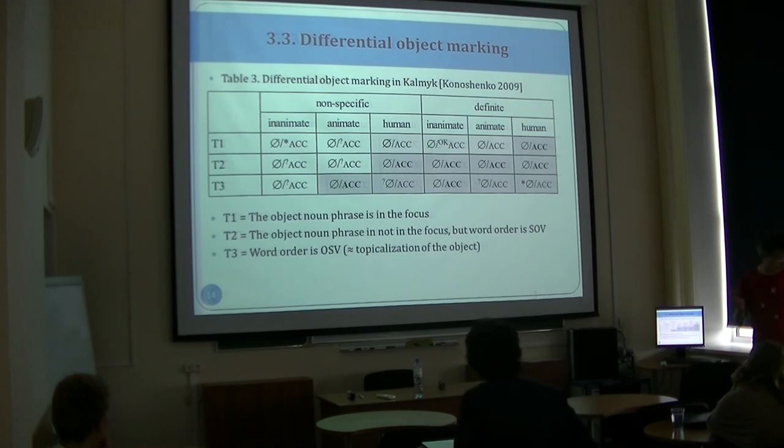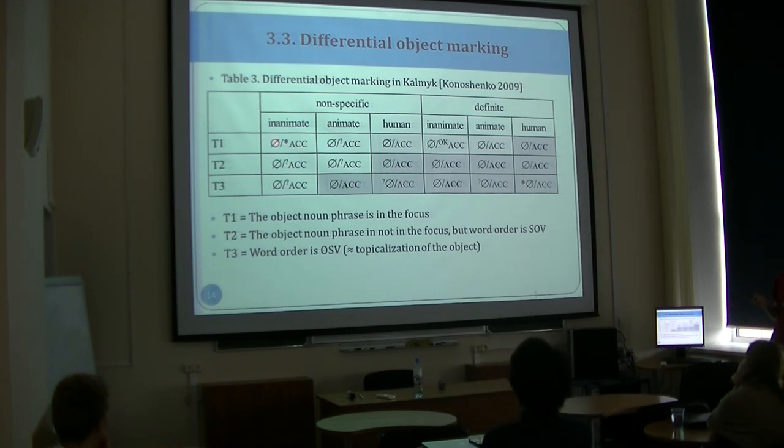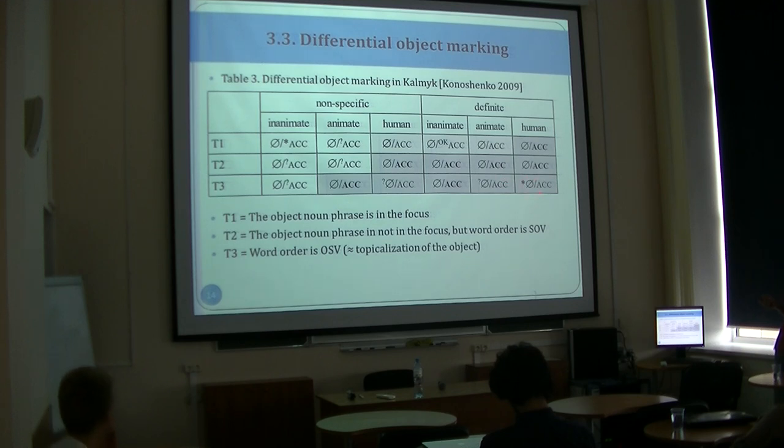how this table is to be read. Each cell contains two possibilities, zero or overt accusative, and some acceptability symbols. Here we have a non-specific inanimate object which is in the focus. You can't use the accusative marker at all, so the only possibility is an unmarked direct object. But here there is some gray zone, and on the opposite pole of the continuum, we've got situations where all speakers would agree that the only possibility is the one with an overt accusative marker.